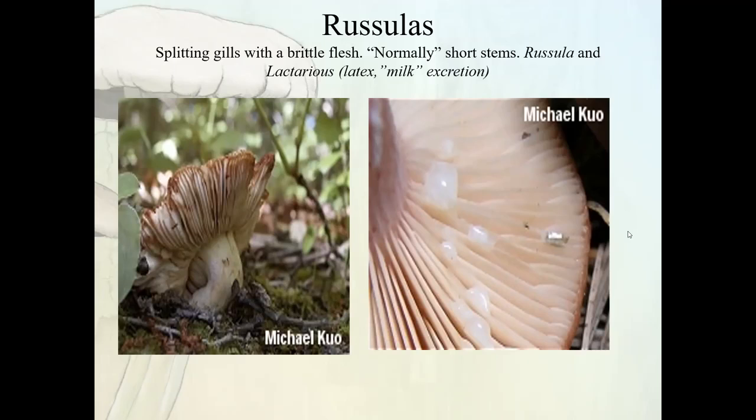So then we have another group, the Russulas. There are millions and millions of species of Russula, and that can be draining. They have splitting gills and brittle flesh. So when you go out and pick one, it'll snap like a piece of chalk.